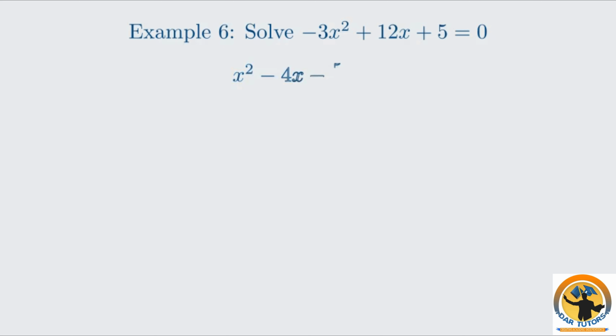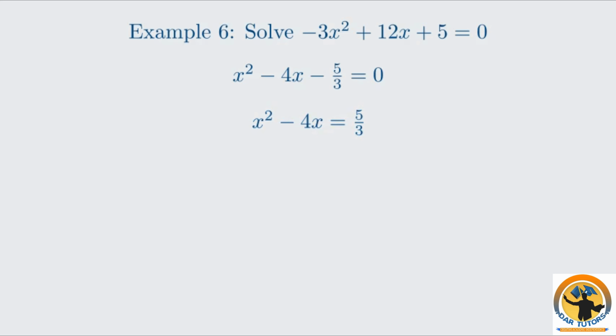What if the coefficient of x squared is not 1? The process is very similar. Let's solve the equation negative 3x squared plus 12x plus 5 equals 0. Step 1. Divide the entire equation by the coefficient of x squared, which is negative 3. This makes the coefficient of x squared equal to 1. Dividing by negative 3 gives x squared minus 4x minus 5/3 equals 0. Step 2. Move the constant term to the right-hand side. Adding 5/3 to both sides gives x squared minus 4x equals 5/3.